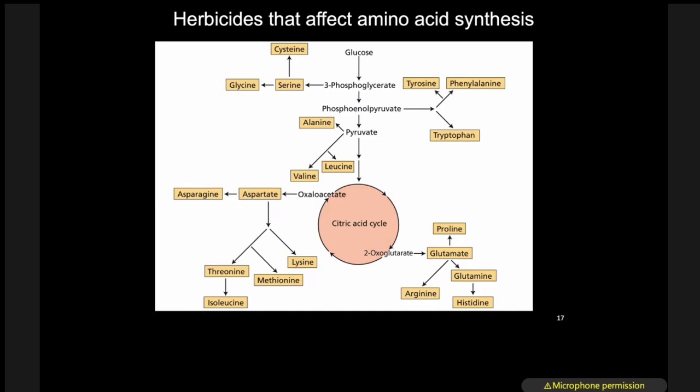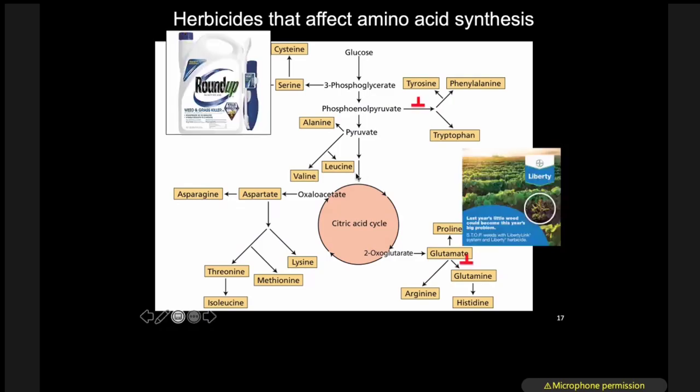So this is one of the reasons why plants are so important to our diet, because we can produce a lot of these amino acids. And so many herbicides actually target some of these plant-specific pathways. So for example, Roundup targets this branch of the pathway that creates amino acids. And another important pesticide, Liberty, affects another branch of amino acid synthesis.